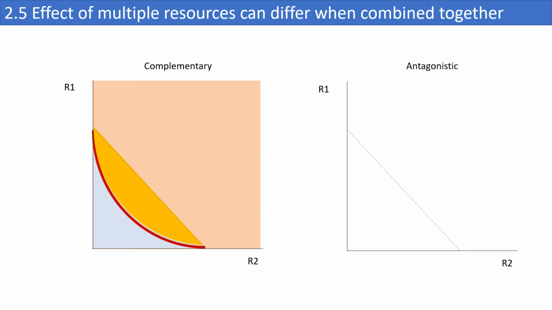Antagonistic resources, on the other hand, can have a negative effect on population growth when consumed at the same rate. Again, compared with the strictly substitutable resource relationship, there is a whole range of resource combinations for which the populations grow worse than for strictly substitutable resources.